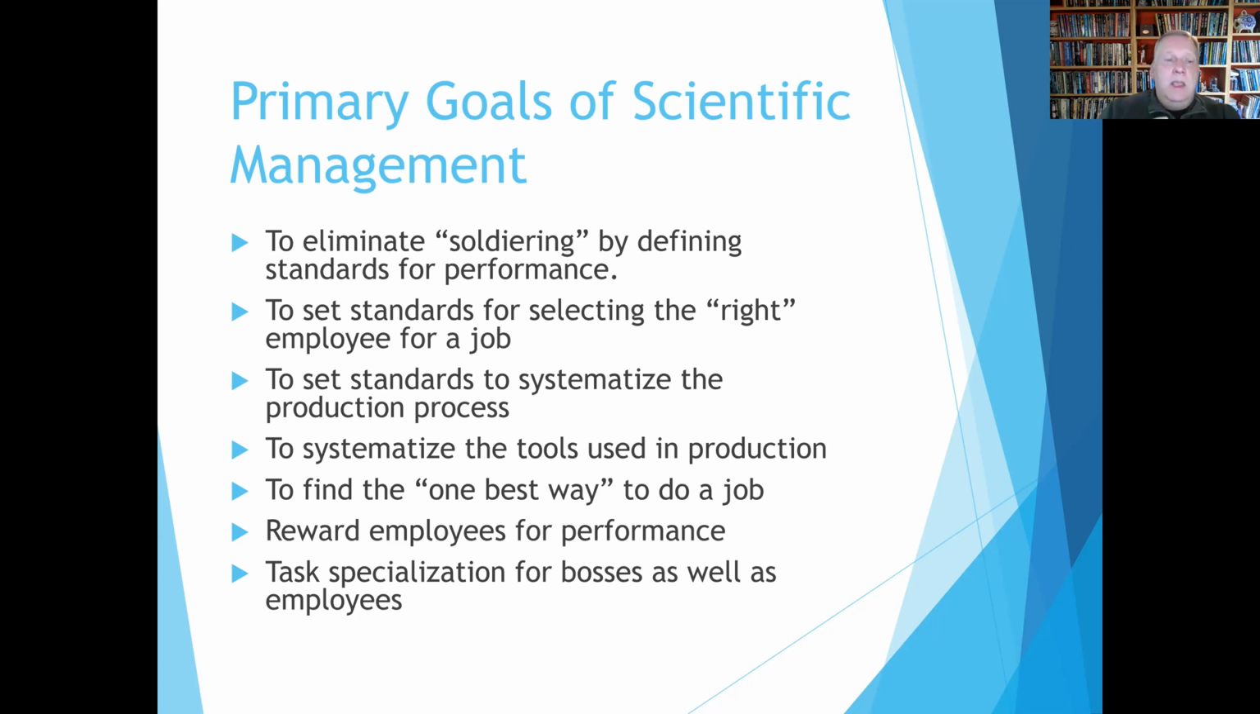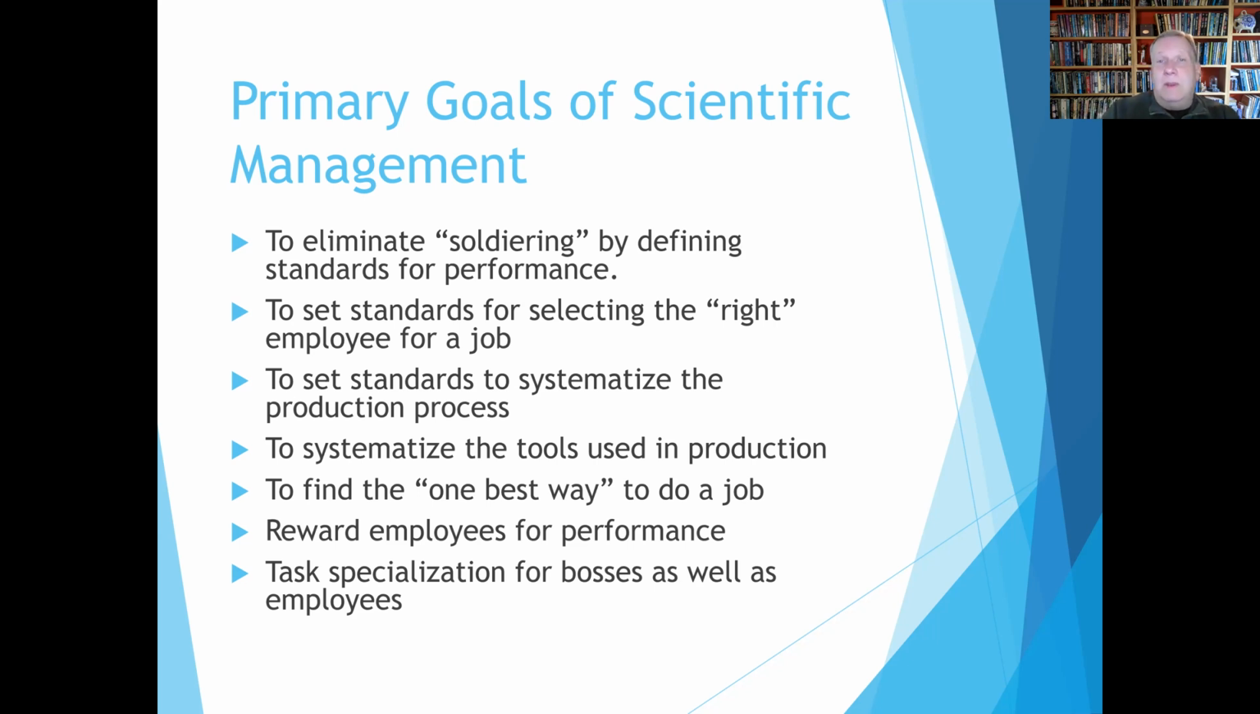He also wanted to set standards for the selection of the quote-unquote right employee for a job. He felt we needed to identify clearly the skills that are necessary for an employee to do the job in an efficient and effective way. So come up with the skills we are looking for in new employees. He wanted to set standards to try and systematize the production process. If we come up with a systematized process of doing the job, then teach all employees how to do it in that systematic way, we will be efficient and we will be effective.